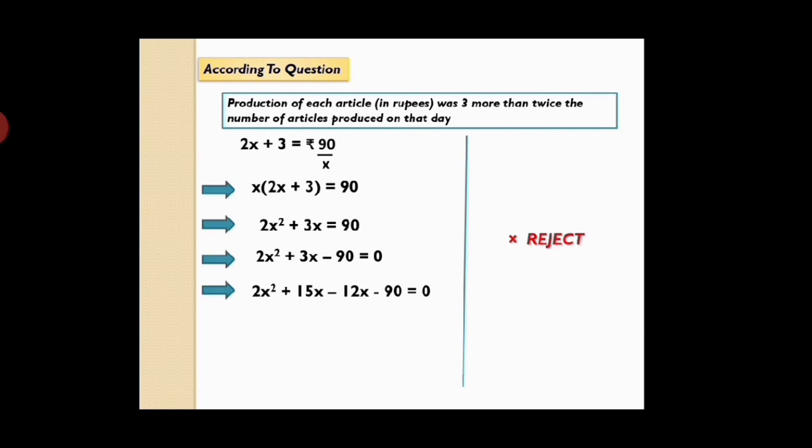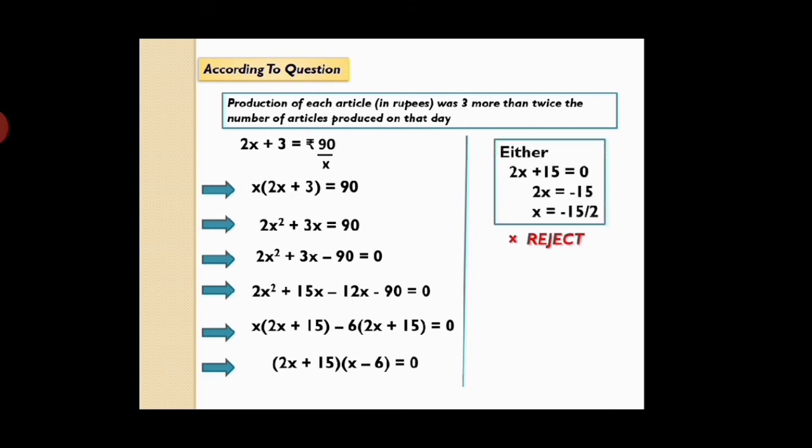2x square plus 15x minus 12x minus 90 equals 0. After taking common, we will get x within bracket 2x plus 15 minus 6 within bracket 2x plus 15 equals 0. Common factor 2x plus 15. Remaining terms in the bracket x minus 6 equals 0. Either 2x plus 15 equals 0, we will get x equal minus 15 by 2. This answer we will reject because number of articles cannot be negative. And second one is your x minus 6 equals 0. It means x equal 6.